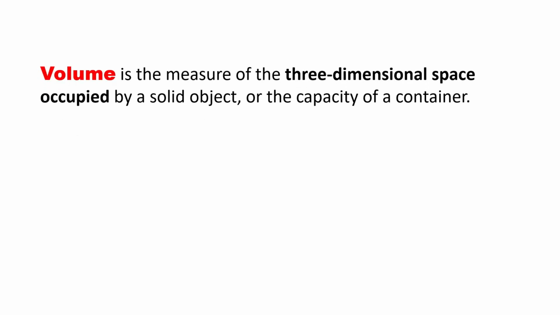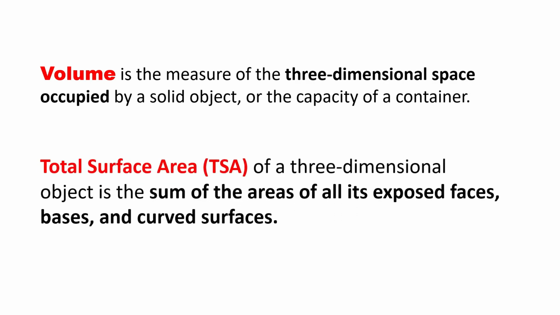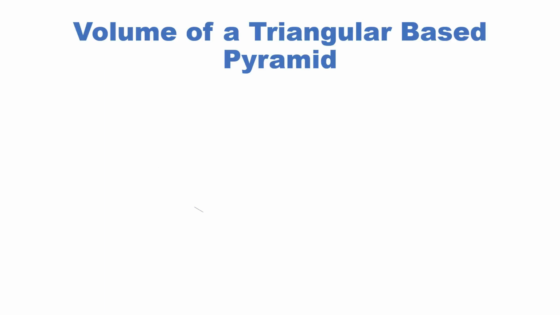So, let us start by defining the volume and total surface area. Volume is the measure of the three-dimensional space occupied by a solid object or the capacity of a container. And total surface area of a three-dimensional object is the sum of the areas of all its exposed faces, bases, and curved surfaces. So, we will start by calculating the volume of a triangular-based pyramid.